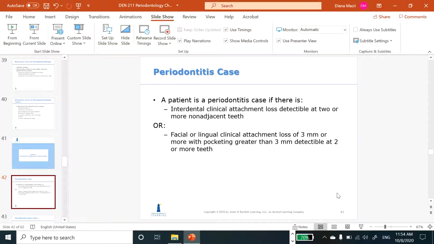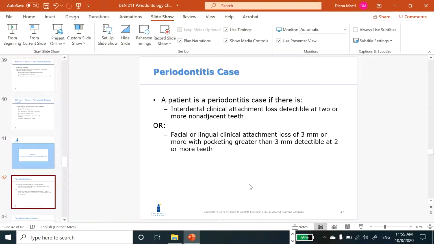How do we classify them as periodontitis? If there is interdental clinical attachment loss at 2 or more non-adjacent teeth. I'm sorry, I think I said adjacent before. 2 or more non-adjacent teeth. So 18 and 22, 24 and 29, but it can't be 24 and 23, and it can't be 18 and 17. They have to be non-adjacent. Or we can have facial or lingual clinical attachment loss of 3 millimeters or more, with pocketing greater than 3 millimeters detectable at 2 or more non-adjacent teeth.